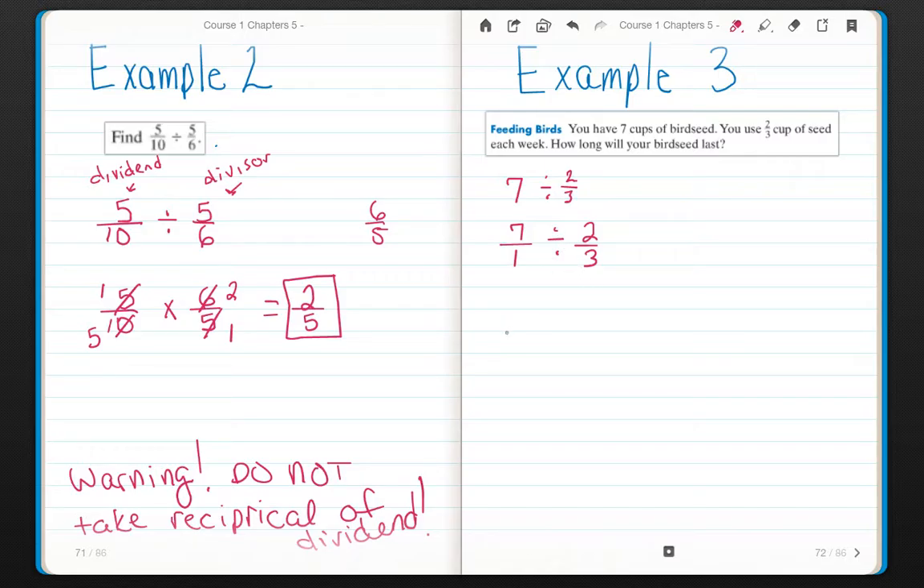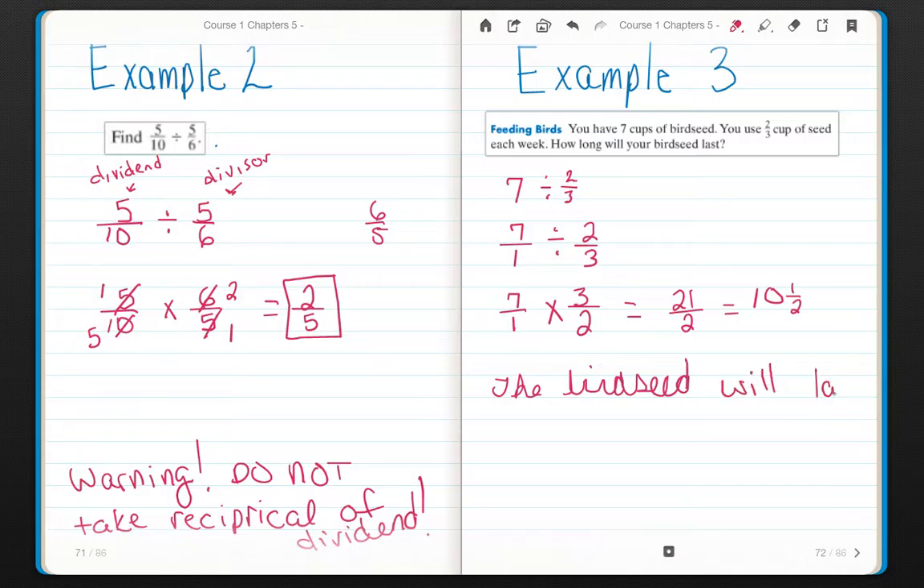Then I'm going to start rewriting the problem, change the division to multiplication, and write the reciprocal of the divisor, 3/2. Then I'm going to multiply, get 21/2, which equals 10 and 1/2. So the birdseed, my cursive isn't so good today, will last 10 and 1/2 weeks.